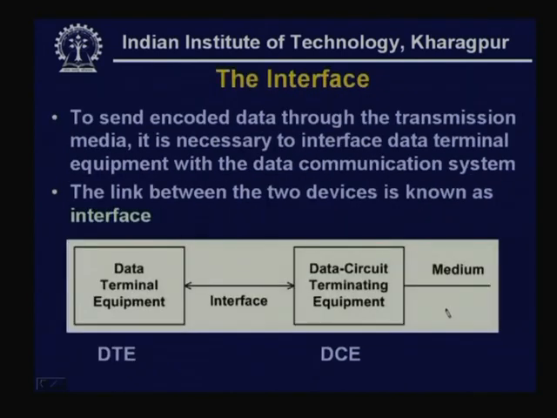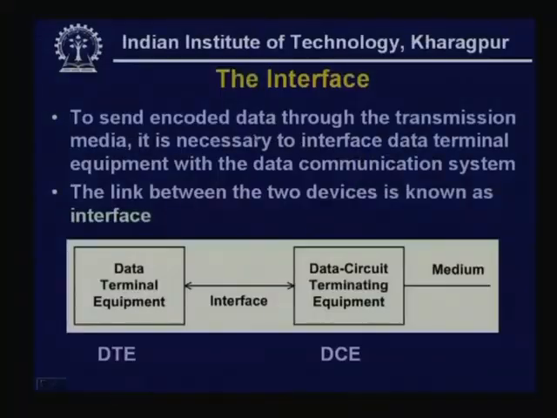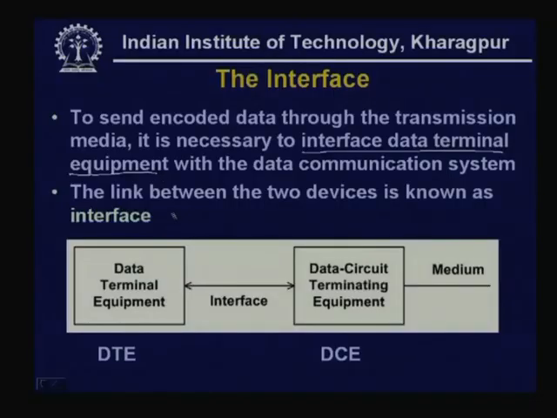Let us see what we really mean by the interface. We have seen that to send data to the transmission media, we have to do the encoding, various encoding techniques we have discussed in detail. Now, that encoded data has to be transmitted, and for that purpose it is necessary to interface data terminal equipment. By data terminal equipment we mean the computers and various other equipments. It can be a computer, printer, plotter, or any other equipment which can transmit and receive data. Another equipment will be required, that is known as DCE, data circuit terminating equipment. That data circuit terminating equipment will actually interface to the medium. As you can see here, the data circuit terminating equipment is now launching the signal on the medium.